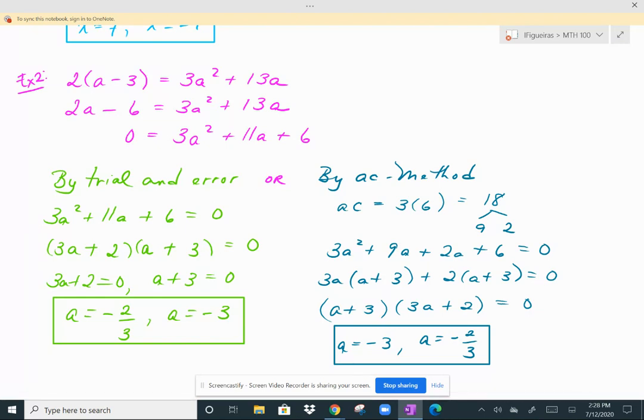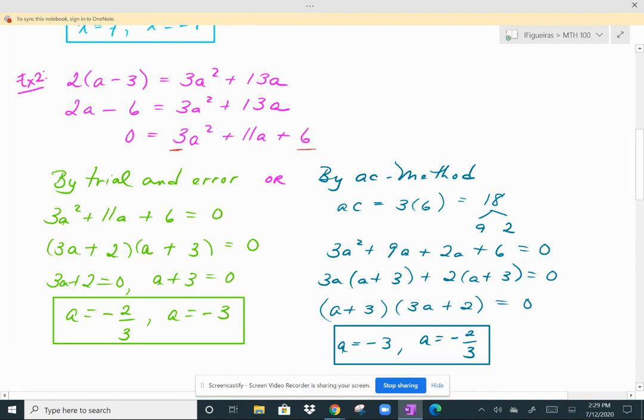You don't have to do it twice. That's totally unnecessary. So AC means that you multiply the A and the C, and remember that A is the leading coefficient of A squared and the C is the constant. So I'm multiplying 3 and 6. That gives me 18.